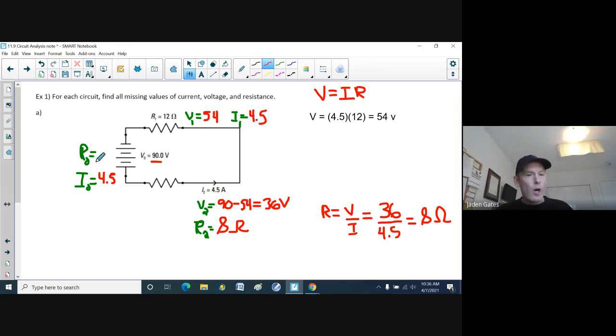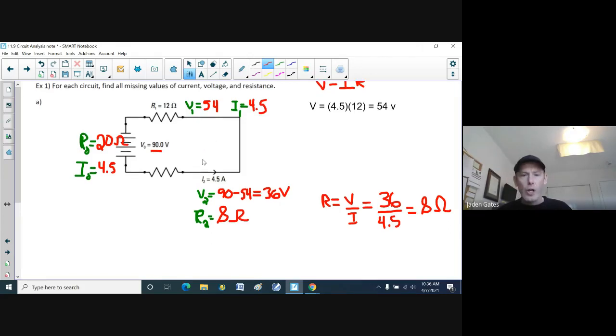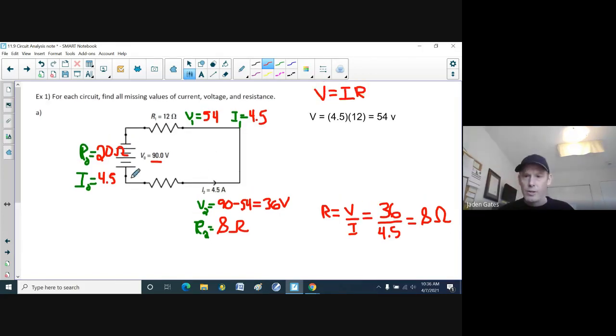Now, what's the last? Oh, R0. Well, we have a series circuit here, and when you have a series circuit, you just add up the resistance. So I have a 12 for R1 and an 8 for R2. If I add them up, the equivalent resistance here is 20 ohms. And now I've found the V, the I, and the R for every single load in the circuit, including the source. There we go.